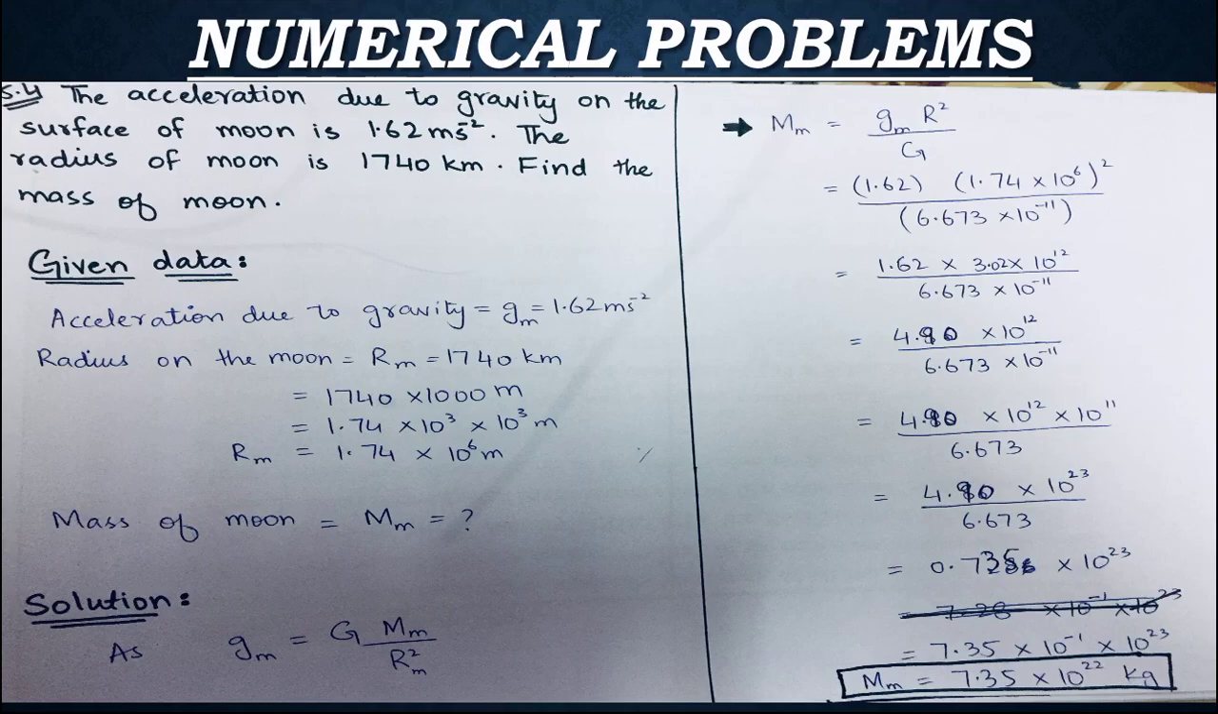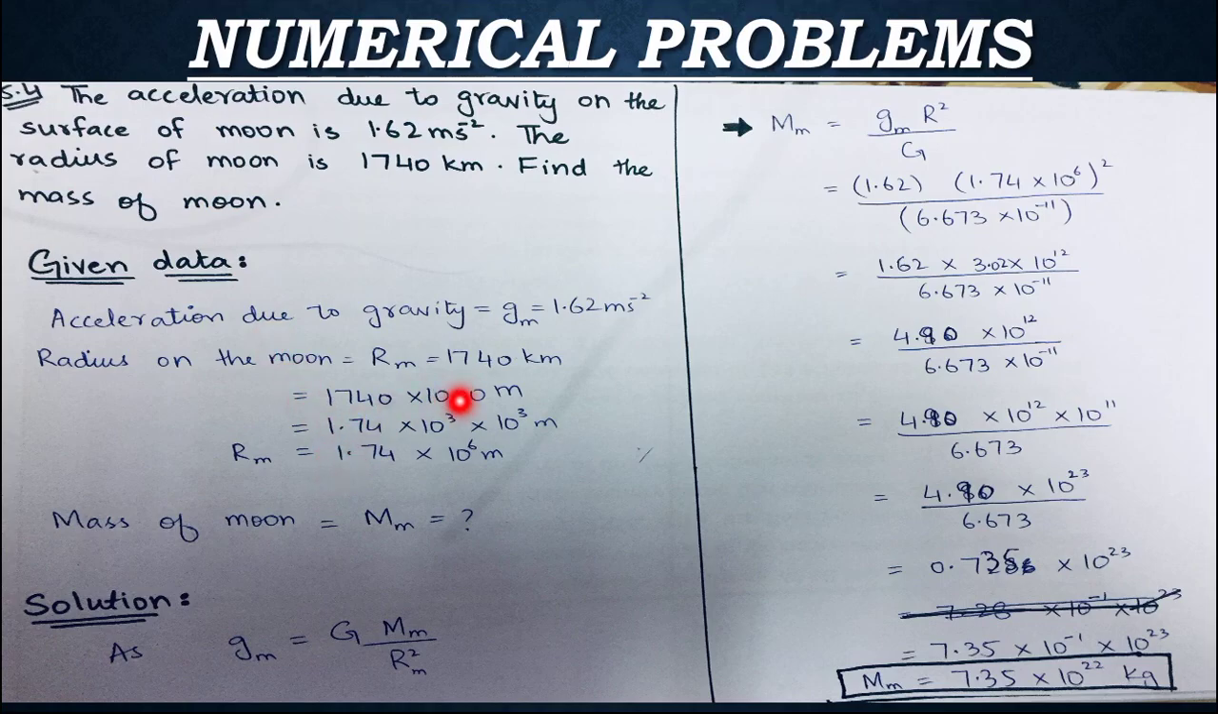5.4. The acceleration due to gravity is mentioned, which is 1.62 meter per second square. So it is on the surface of the moon. The radius is 1740 kilometer, and we have to find out the mass of the moon.